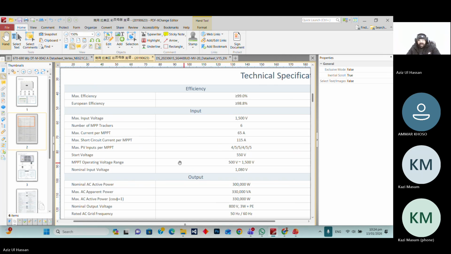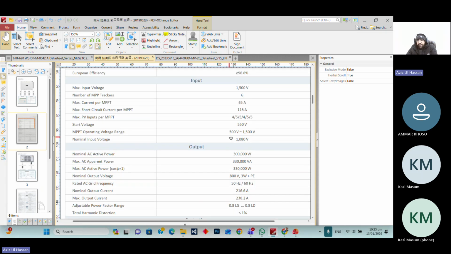Then we have startup voltage, which means that when your inverter gets this voltage, 550, then it starts converting the DC to AC power. Then nominal input voltage is the best voltage level, the nominal voltage for the inverter.